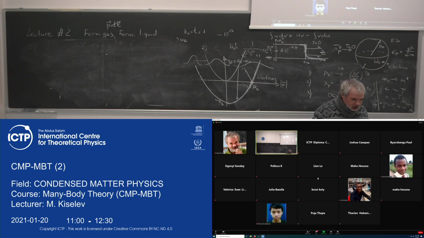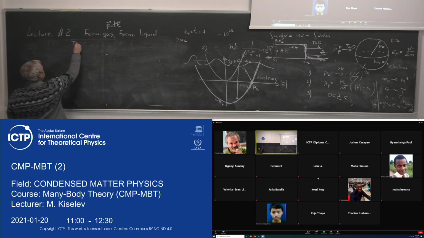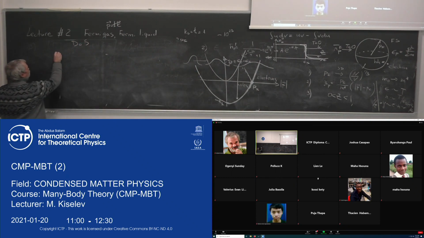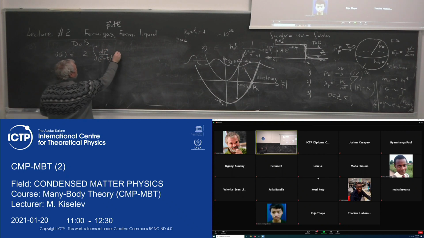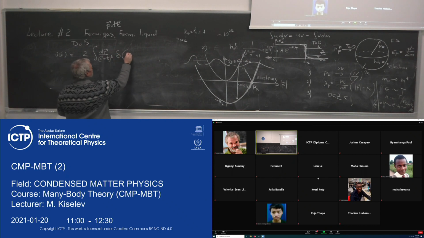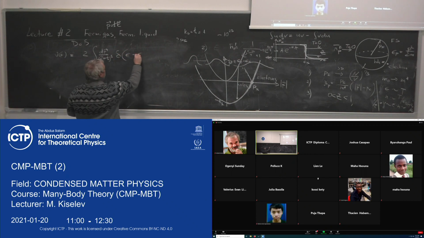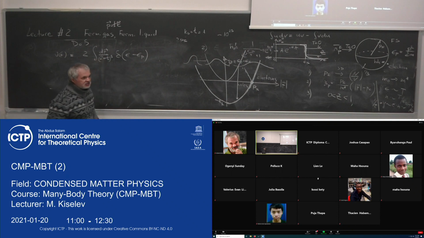Density of states, which I will need, whether you had this definition or you didn't have. So the density of states, nu of epsilon, by definition is defined as 2 times the integral d^3p over (2 pi h bar)^3, delta function of epsilon minus epsilon p. This is the definition.